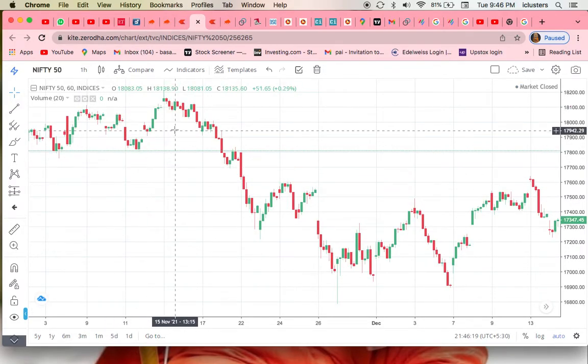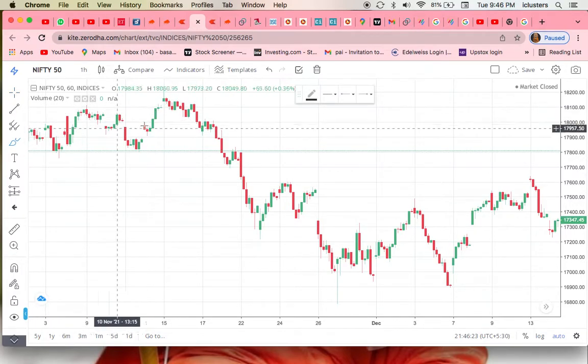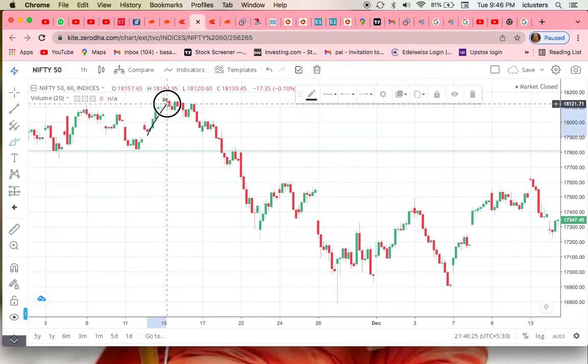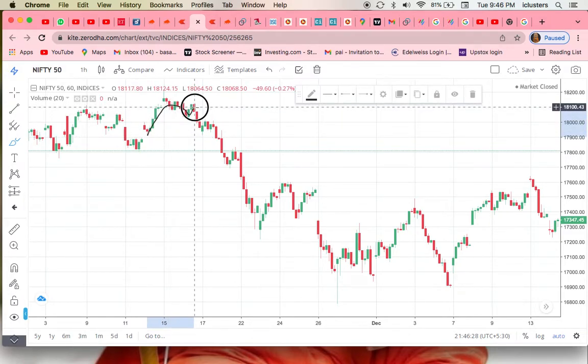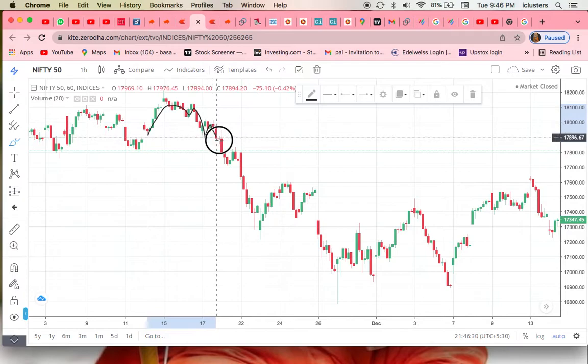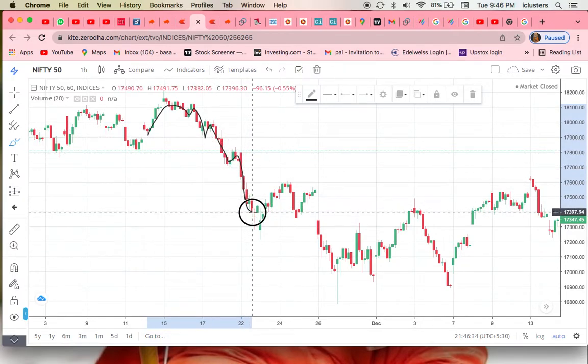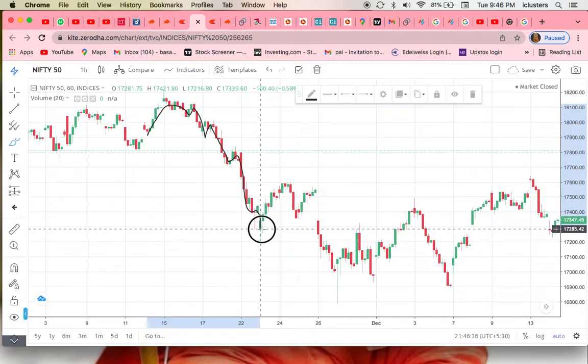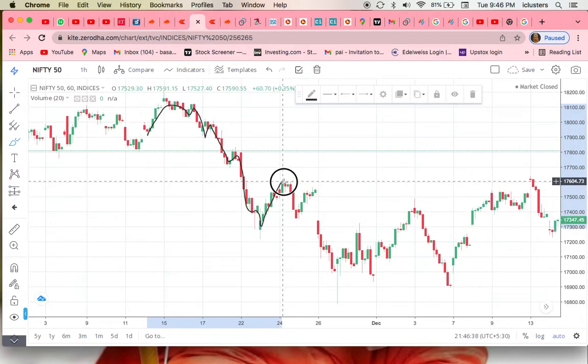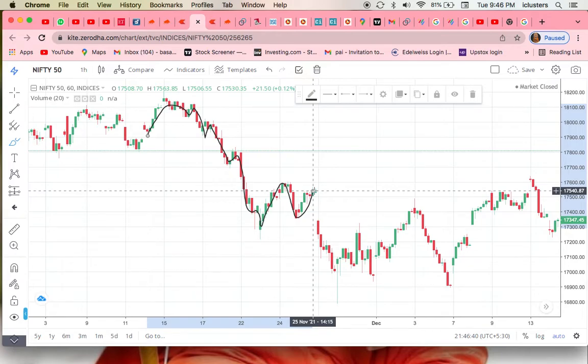See, this is the downtrend. In a downtrend, the price moves with lower highs and lower lows. Price is moving like this: consolidate, fall down again, consolidate, fall down, consolidate, fall down again, with some upward moves in between. This is how a downtrend looks.